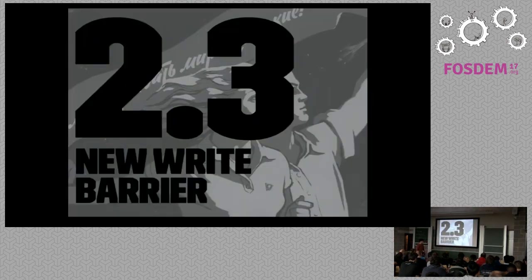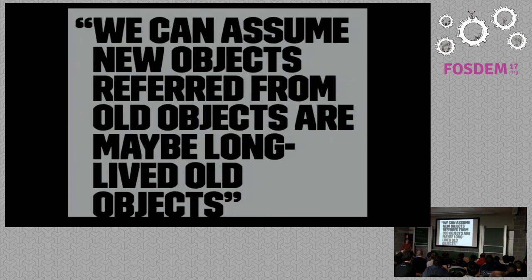2.3, not much changed. 2.2 was kind of the last major change to the garbage collector that we've gotten. Koichi introduced a new experimental write barrier in 2.3, whose assumption was that new objects referred to from old objects are probably also long-lived objects. So if we add a new object to an old generation object, we're going to assume that this new object will probably become an old object. It's probably going to stick around for a while.